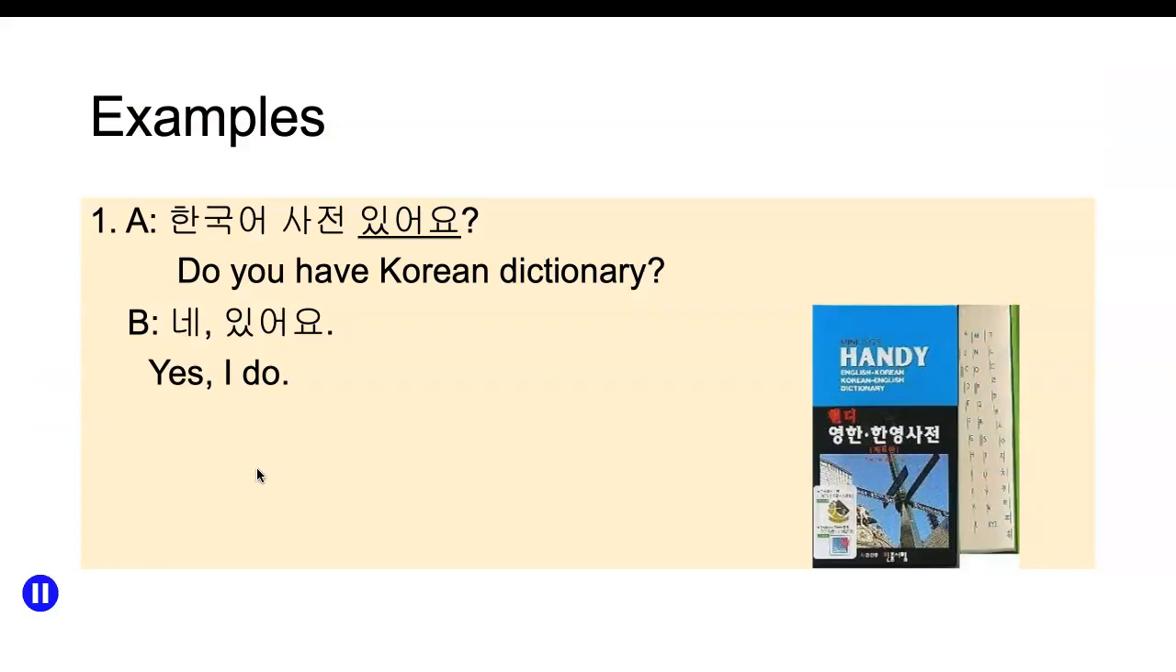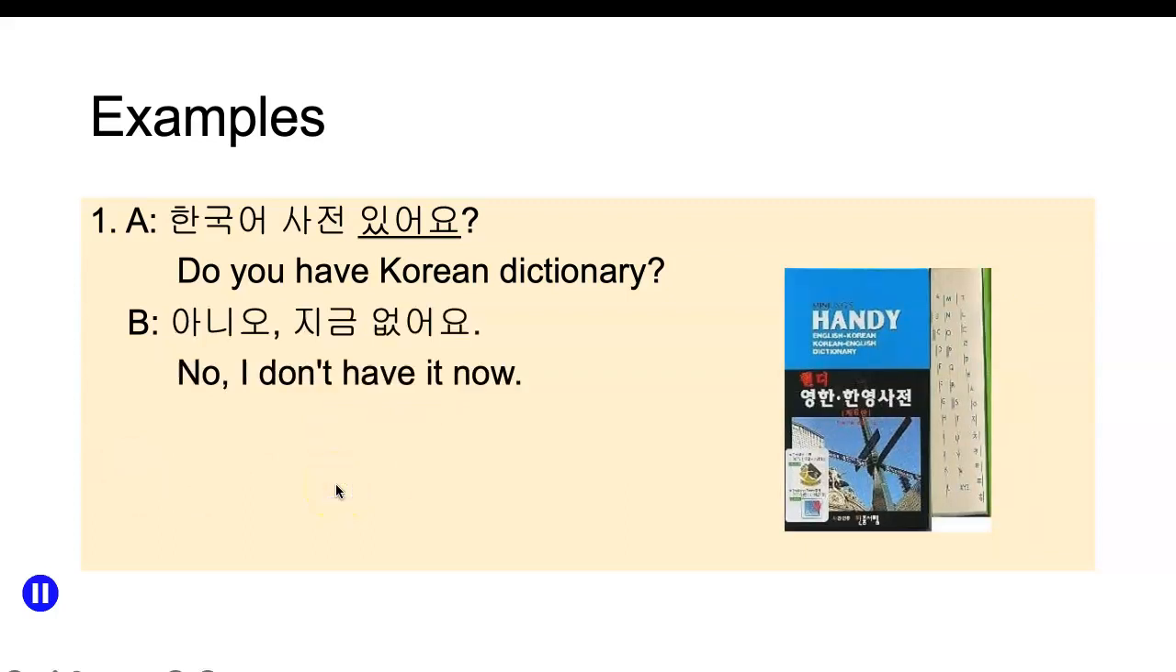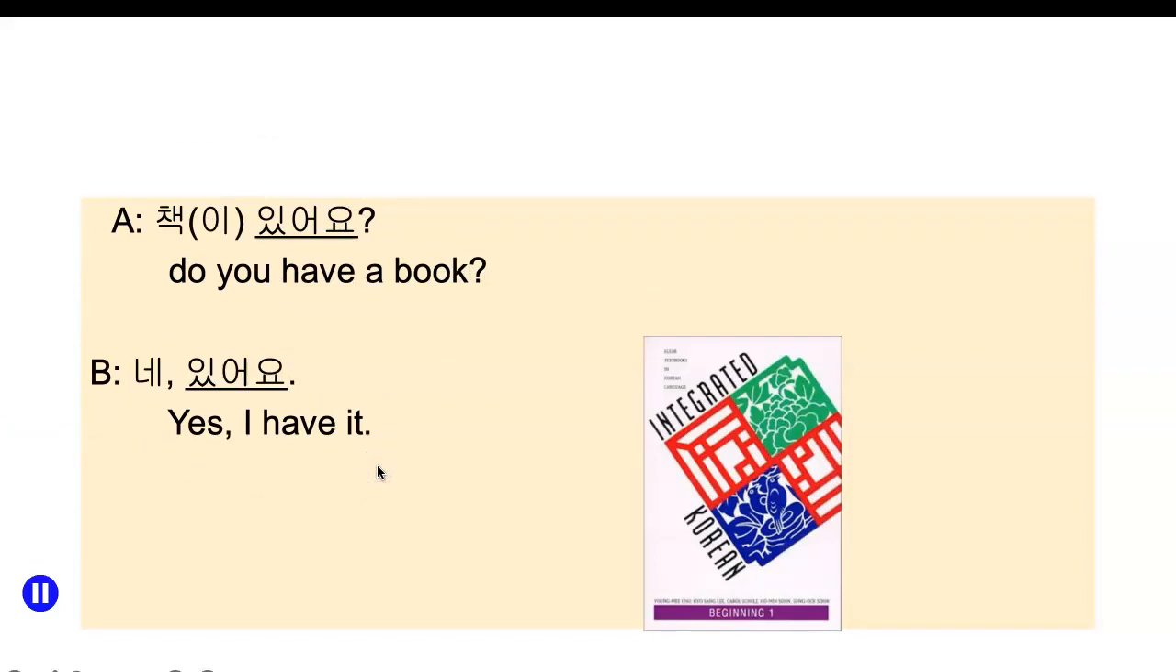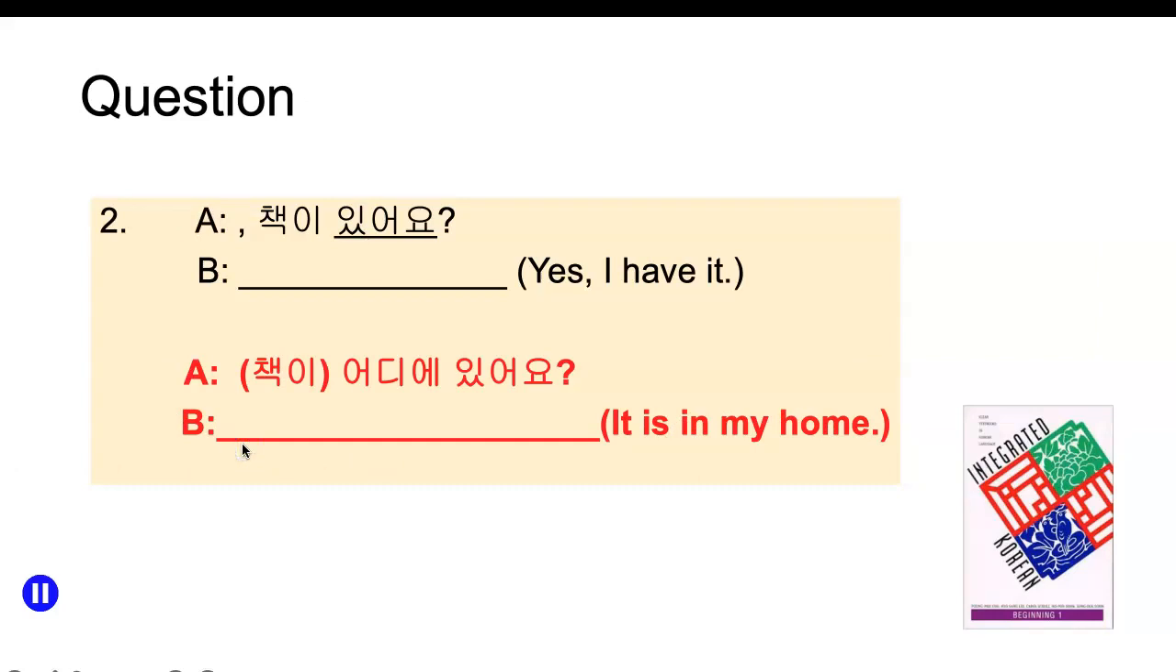한국어 사전 있어요? Do you have a Korean dictionary? 네, 있어요. Meaning, yes, I do. Yes, I have the Korean dictionary. 한국어 사전 있어요? 아니요, I don't have it now. 지금 없어요. 책 있어요? 네, 있어요. Yes, I have it. 책이 어디에 있어요? Where is the book? It's in my home. 집에 있어요. So please understand the first 있어요 and the second 있어요.